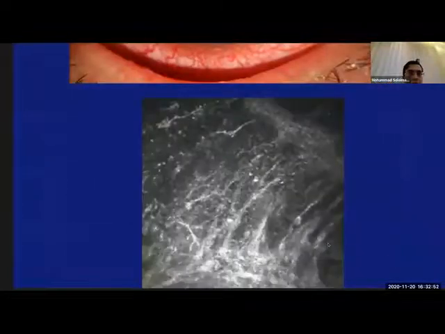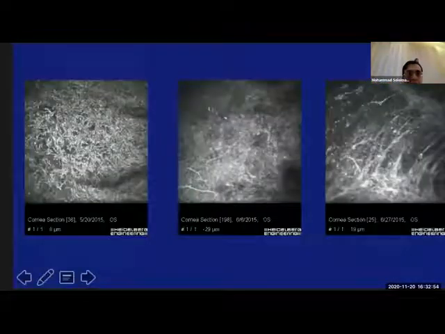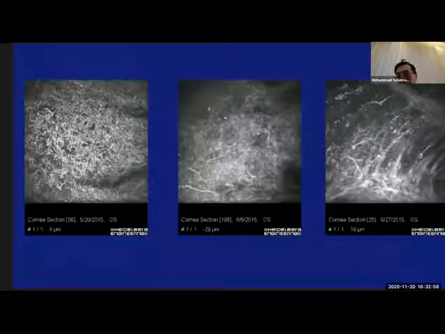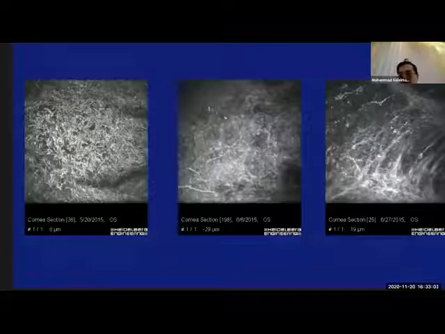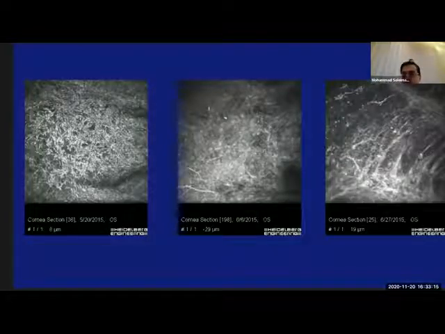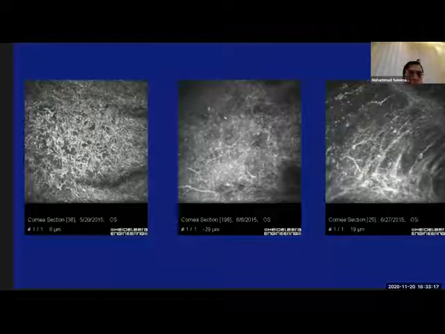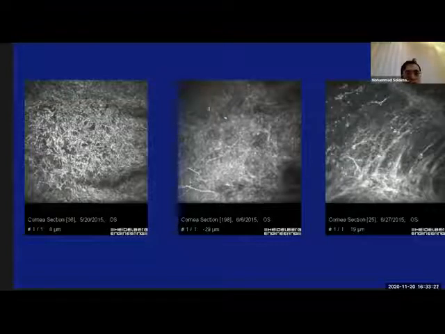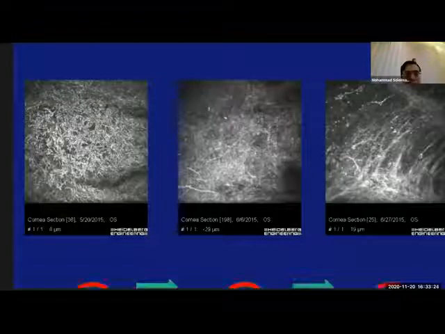And this is the confocal scanning at this stage. You see the density of hyphal structure is decreasing, and according to the confocal scanning sequence, the topical voriconazole was tapered down during 2 months, and it was discontinued after 2 months. As you see, the density of hypha is decreasing during the time, and it could establish the role of confocal, actually serial confocal scanning, in the follow-up of the treatment of fungal keratitis.